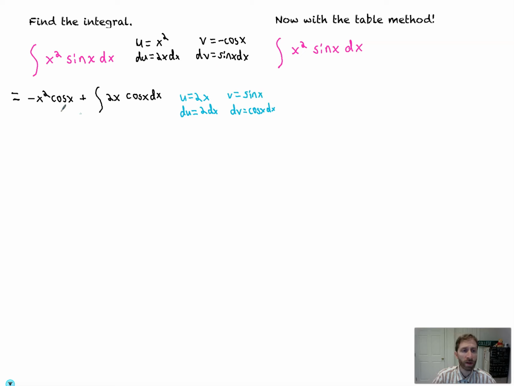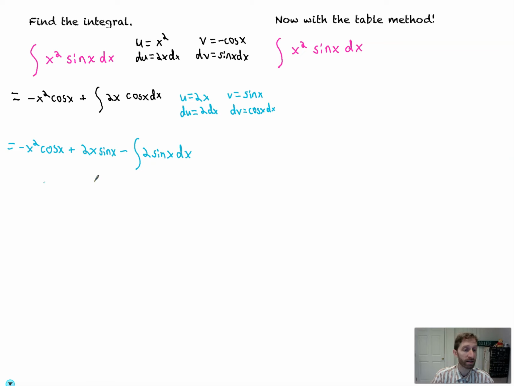All right, so we do it again. Now, don't forget about the minus x squared cosine x. It's still very much a part of things. We're manipulating this antiderivative right here. So this is all equal to minus x squared cosine x plus u times v, which will be 2x sine x, minus the integral of v du. So it's minus the integral of 2 sine x dx. Isn't that pretty?